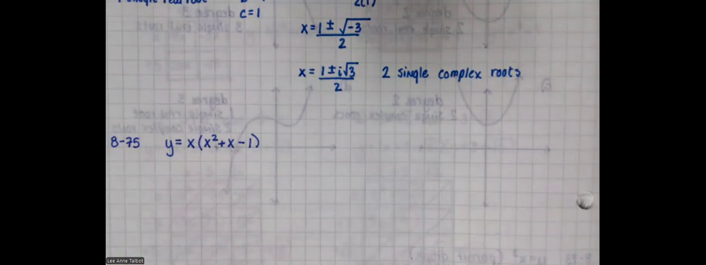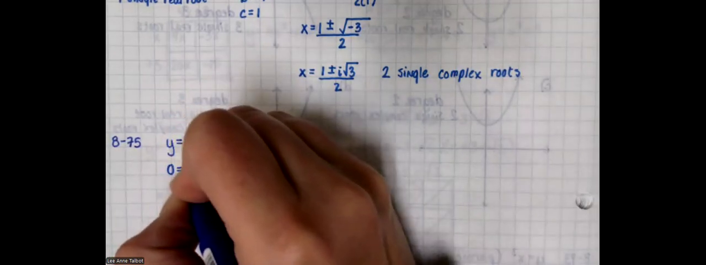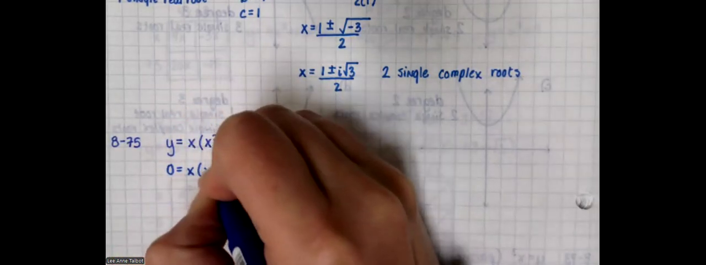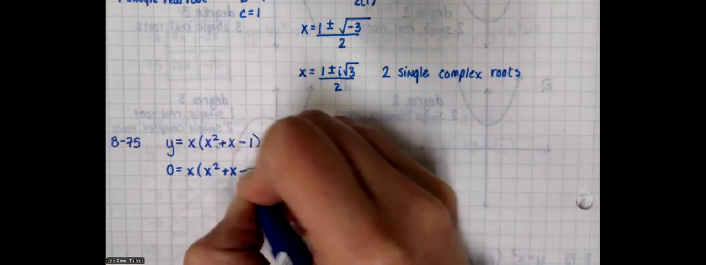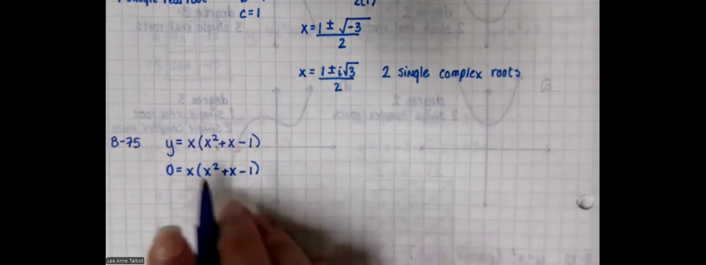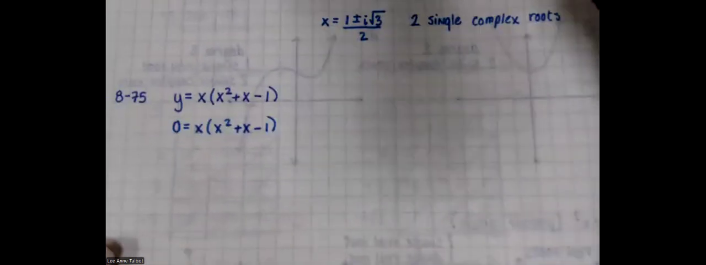This one is already factored for you. This is factored form already. I'm just telling you this because this part is not factorable. So I say 0 equals x squared plus x minus 1. We're finding roots or zeros or x-intercepts. You always want to put y as 0.